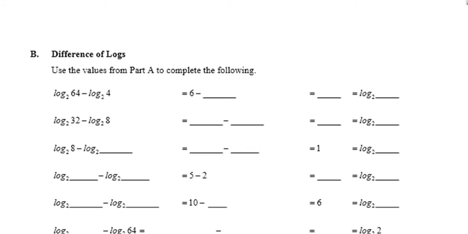Okay, so what if we're going to do the difference of logs? Same deal, right? You can fill this in. We'll do the first one together. Log base 2 of 64 is 6. Log base 2 of 4 is 2. 6 minus 2 is 4. And 4 is equal to log base 2 of 16. Okay, so you want to fill in the rest of these.